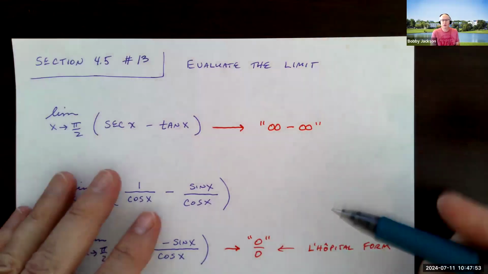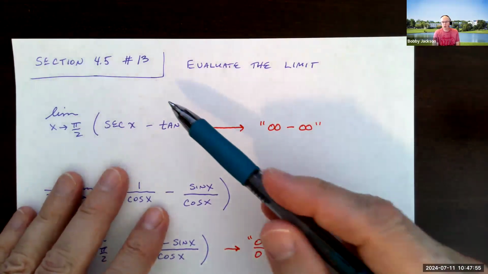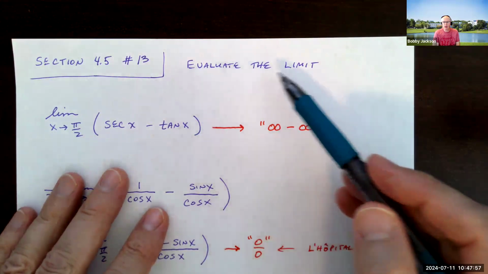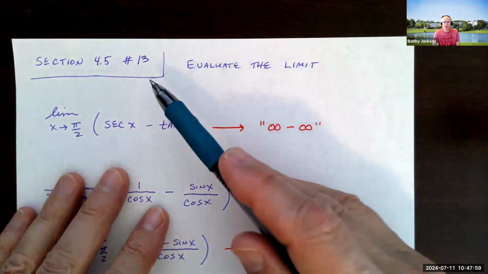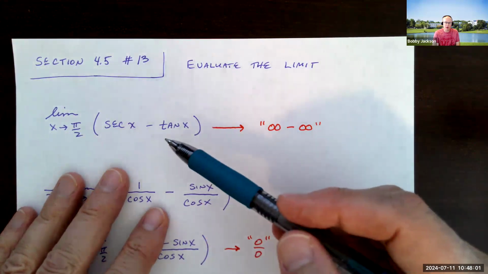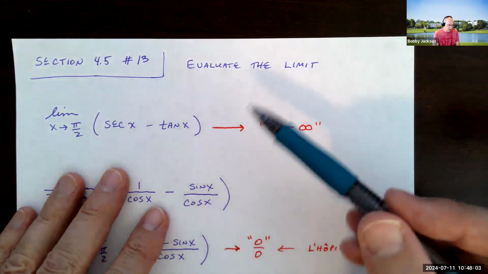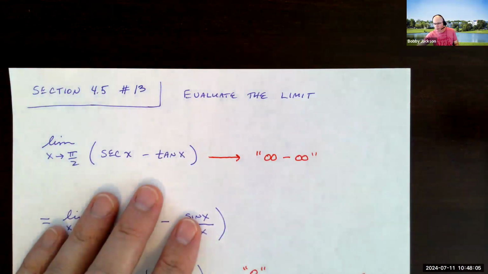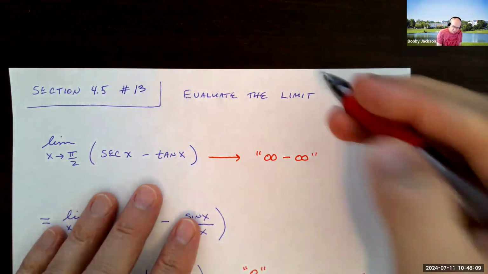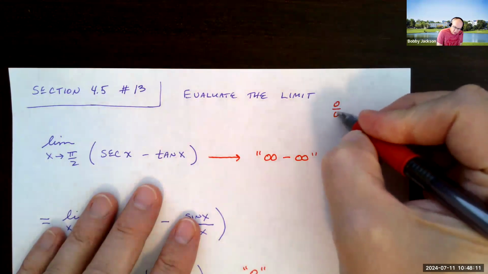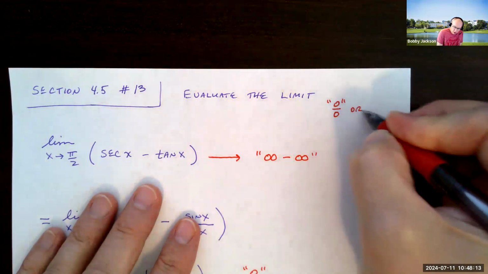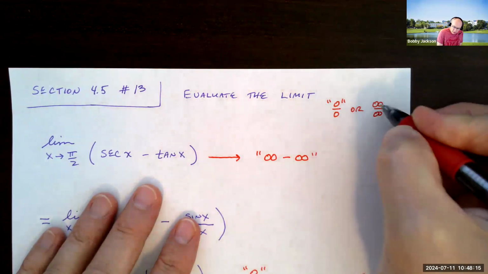Hey everyone, let's take a quick look at number 13 in section 4.5. We're told to evaluate the limit. Now, of course, this is in section 4.5 on L'Hopital's rule, so we want to see if we can use L'Hopital's rule. Keep in mind, L'Hopital's rule works only on limits that are of the form what? 0 over 0 or infinity over infinity.